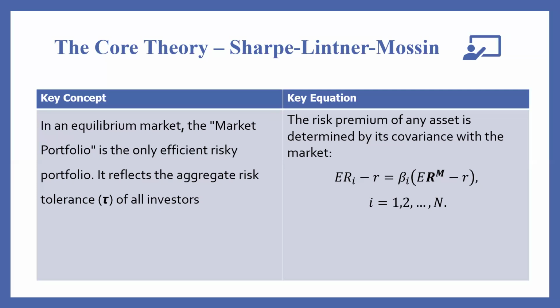Now let's talk about the core theory of the Sharpe-Lintner-Mossin formula. The key concept of this theory is that in an equilibrium market, the market portfolio is the only efficient risky portfolio. It reflects the aggregate risk tolerance of all investors. The risk premium of any asset is determined by its covariance with the market. The key equation of this theory is E(R_i) minus R_f is equal to beta_i times (E(R_m) minus R_f), where i is equal to 1 to n.